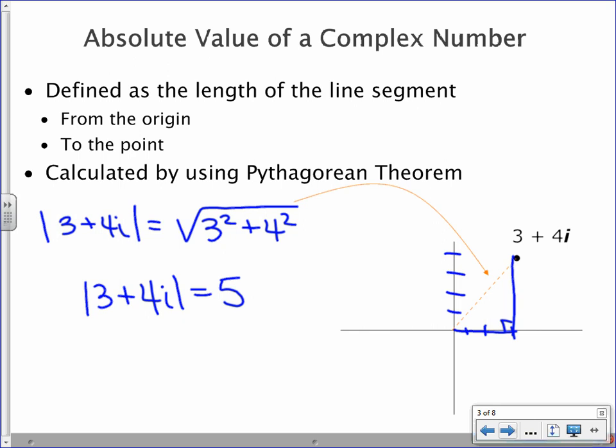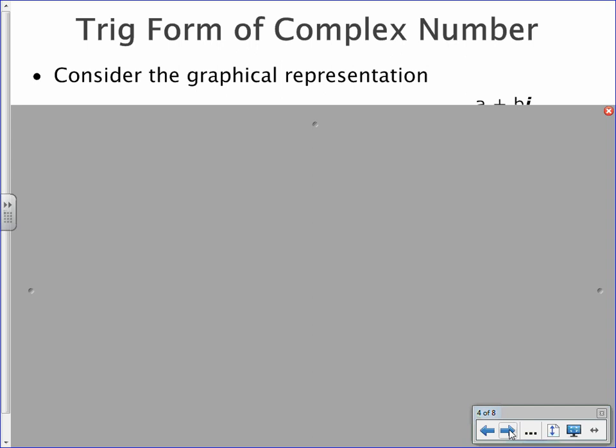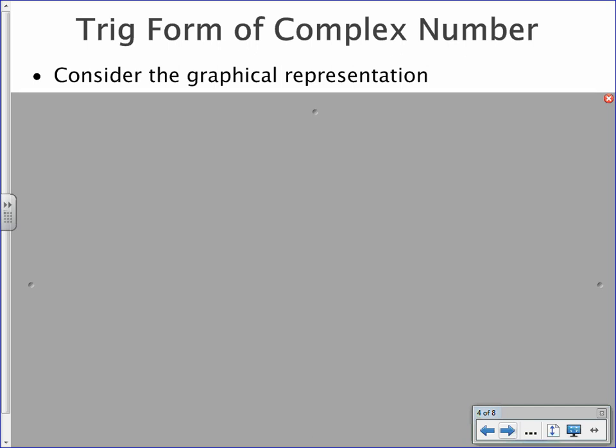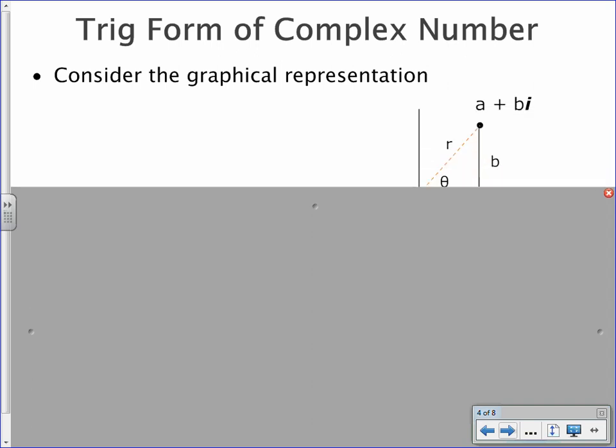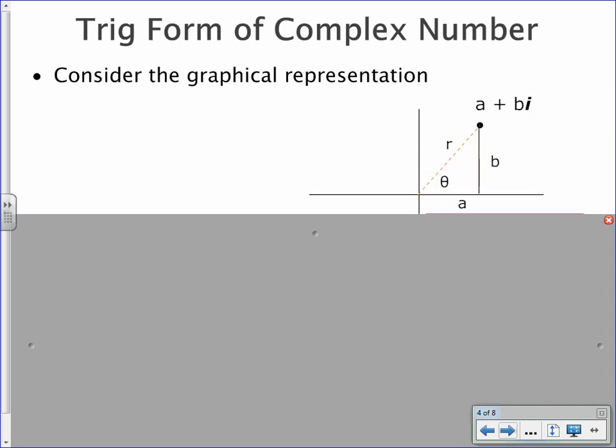Okay, let's talk about the trig form of a complex number. Let's think about what our graph looks like when we graph these on the complex plane. Here's the picture I want to look at. Here is my coordinate. To plot that coordinate, we go horizontally A and vertically B, right?